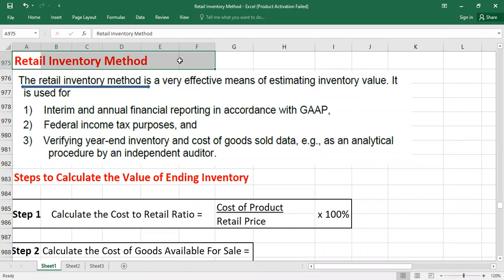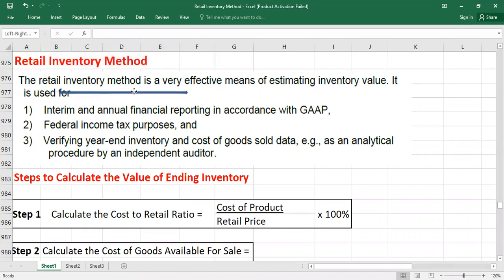We can also use the average method. We can also use first in first out, last in first out, and we can also use the specific identification method to determine the cost of goods sold and the value of closing inventory. But in this video I will cover the retail inventory method.